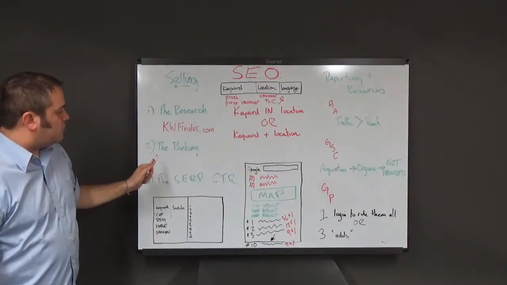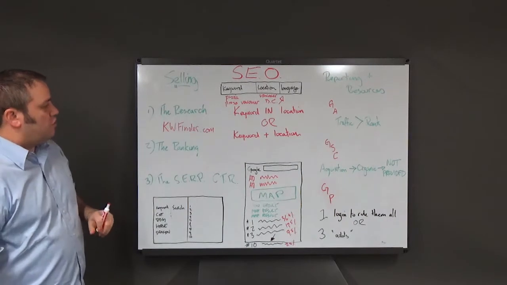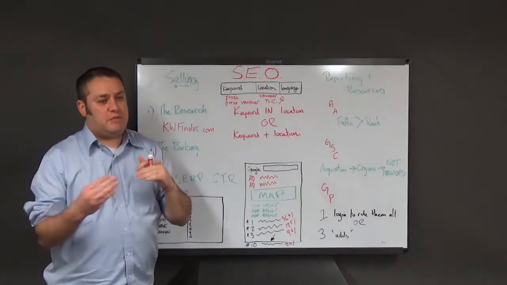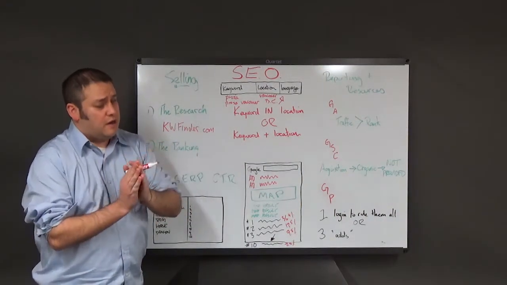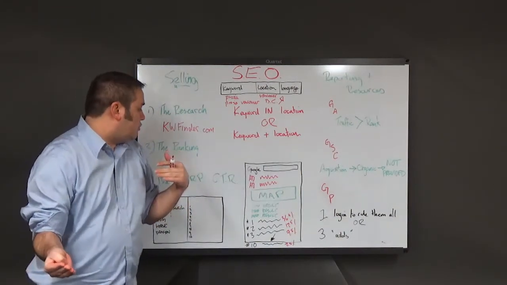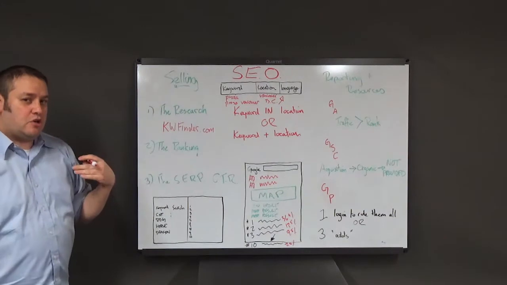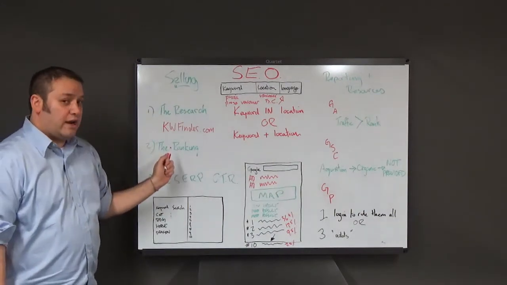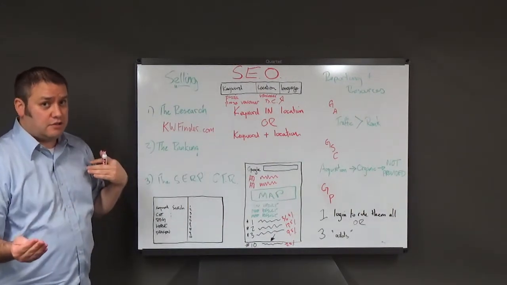Then we're going to get into the ranking. So once we've decided, hey Mr. Customer, did you know that there are 2,000 searches per month for people looking for pizza in Vancouver, then we need to be able to go and talk to them about the ranking. So where are they in that list of results?